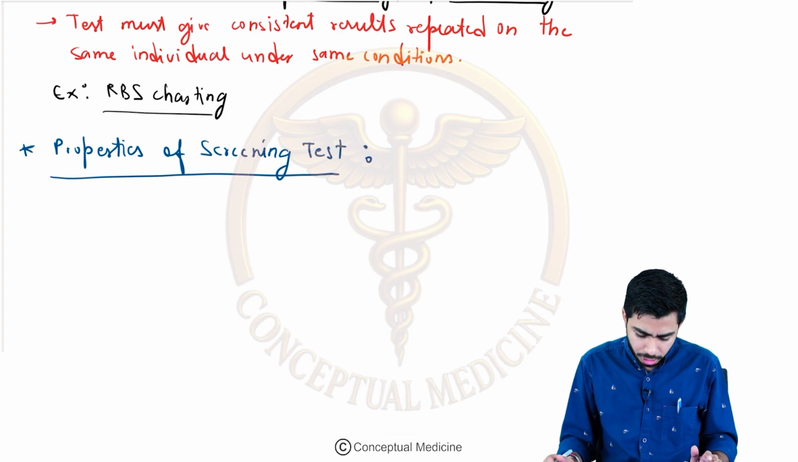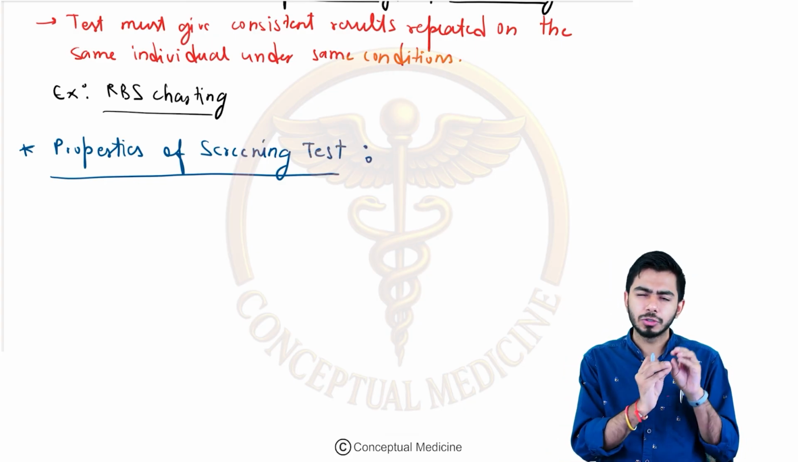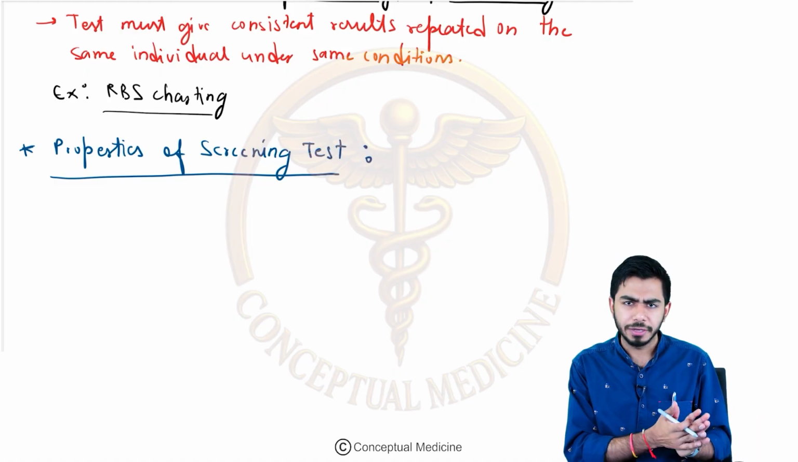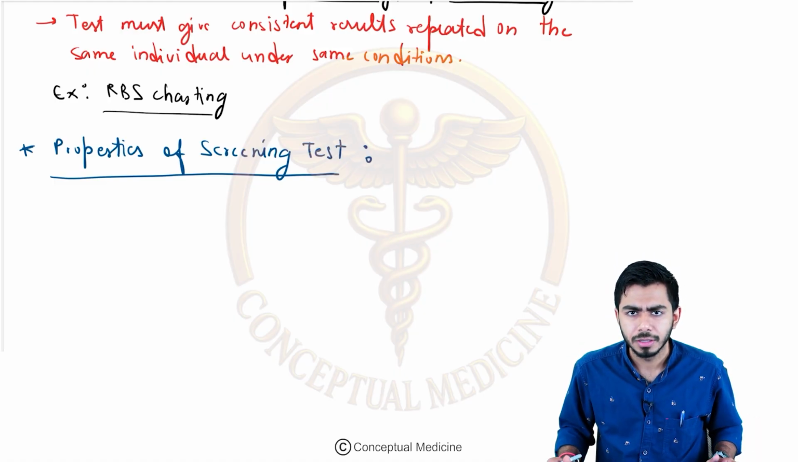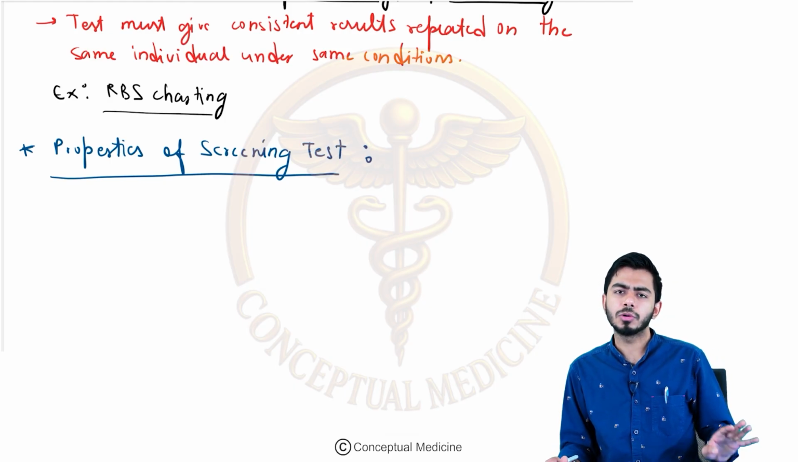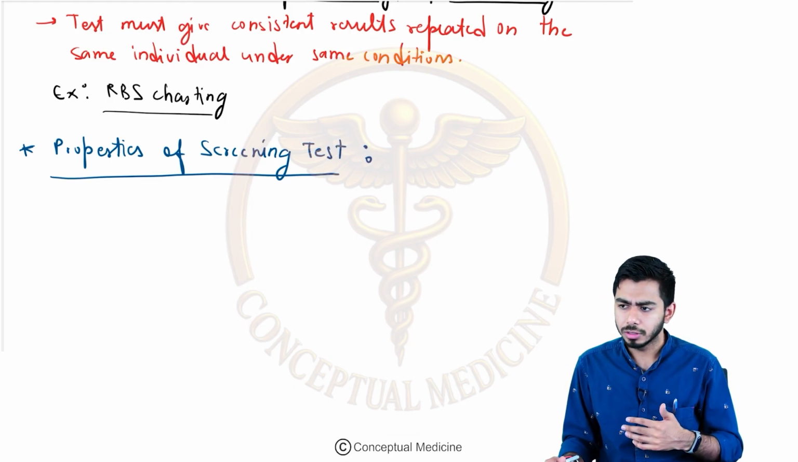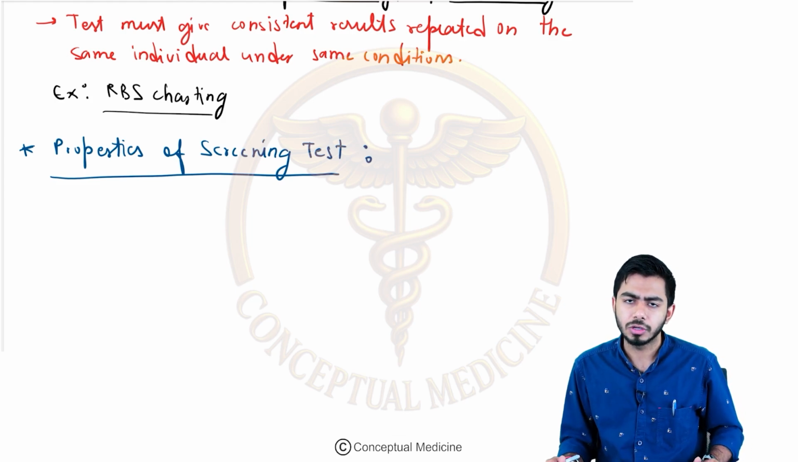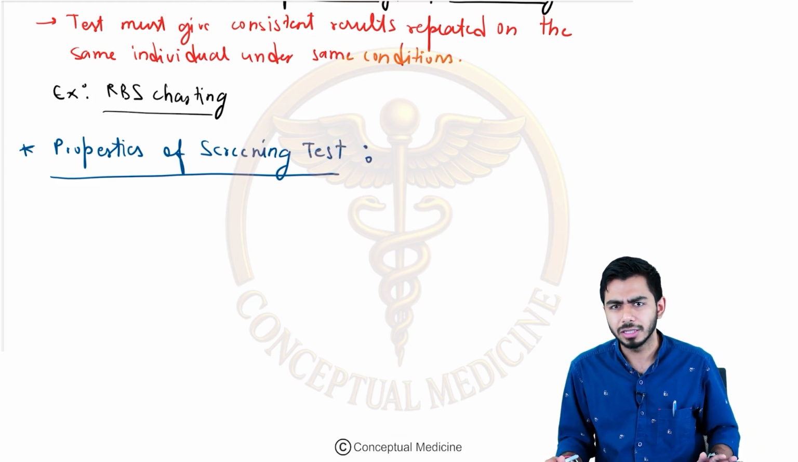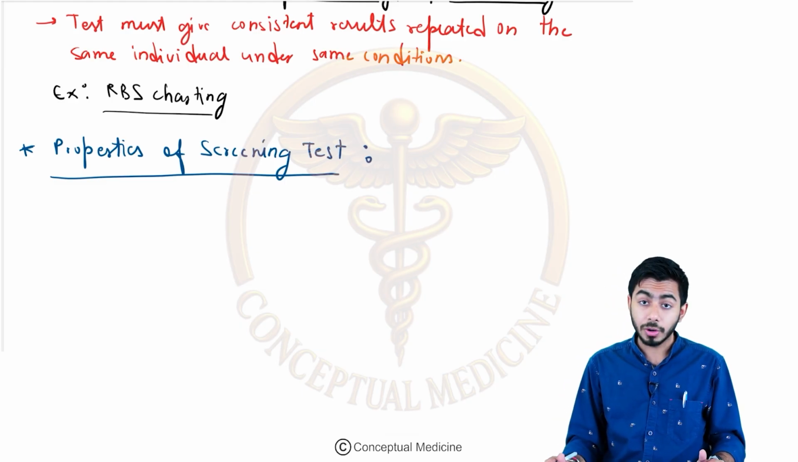In the properties of screening test, we have understood screening. We have talked about the types of screening, right? We have talked about what is lead time, screening time, and we have talked about the latent period also, right? We have talked about the criteria for the screening test, the validity, the accuracy and the precision as well. Now I'm going to talk about the properties of screening test.